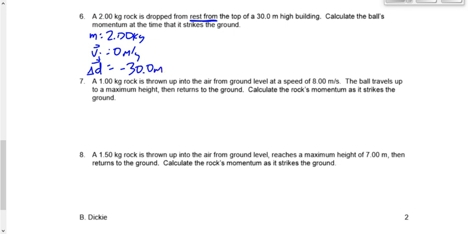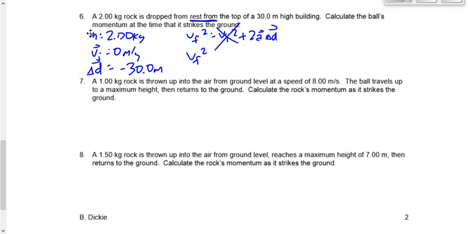We're looking for the momentum as it strikes the ground. To find the momentum as it strikes the ground, we're going to first get the velocity. And I think I'm going to use VF squared is equal to VI squared plus 2AD to find that. And then I'm going to use P is equal to M times V. So let's say VF squared is equal to, hey, why did I put that X through that?